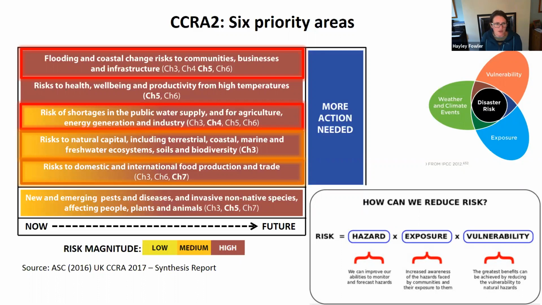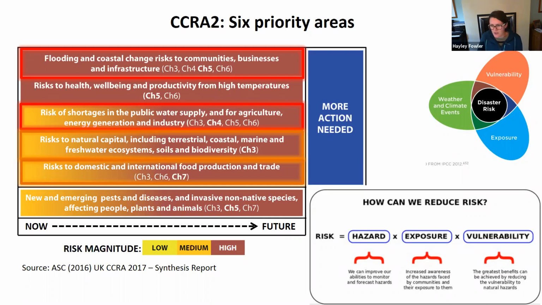And 2 of those, as you can see by the red highlighted areas, are really around hydrological risks. One of those is around flooding, coastal changes, risks to communities, business and infrastructure. And the other one really is on the other end of the spectrum, and that's thinking about the shortages in potential public water supplies and the knock-on impacts on, therefore, agriculture, energy generation and industry. What I'm not going to talk about today is the highlighted orange boxes, where these are sort of knock-on effects from risks to water. So they're connected, but they're not actual hydrological risks.